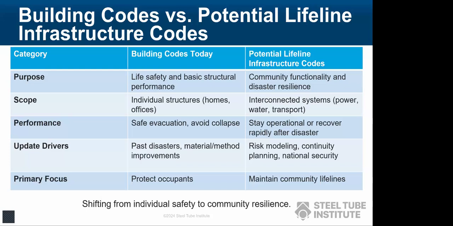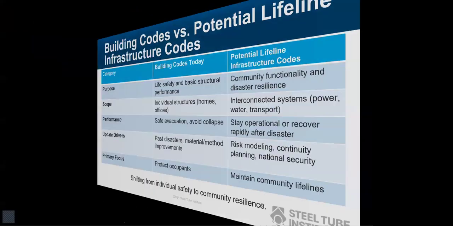The primary focus, though, around building codes is to protect occupants. The primary focus around the potential Lifeline infrastructure codes would be to maintain community lifelines. So shifting from individual safety to community resilience really does become important as you think about the potential for infrastructure code improvement.